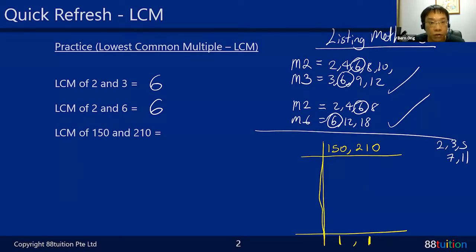Jethro, 1050 is correct. Yes, I know, I know. Just type one time can already. Don't spam me. All right, 1050 is correct.